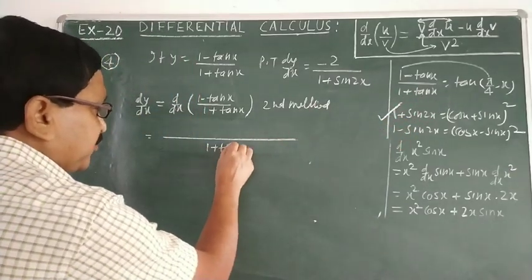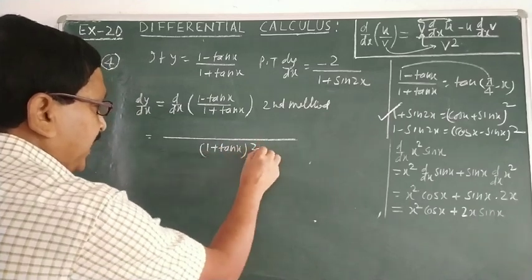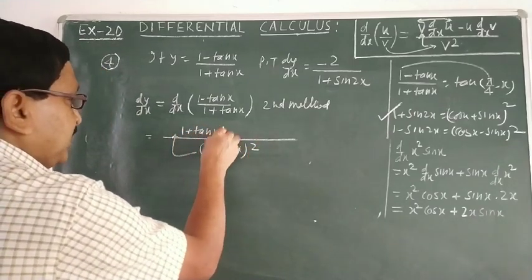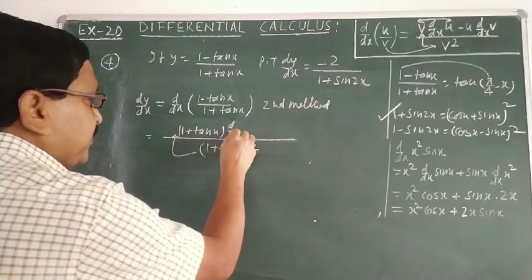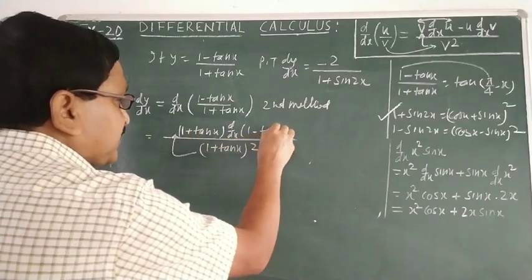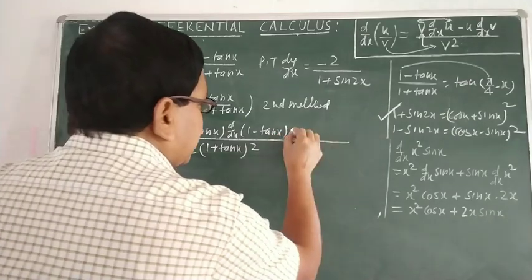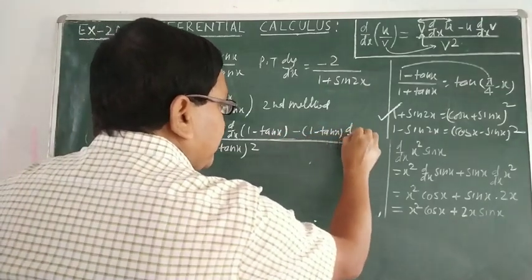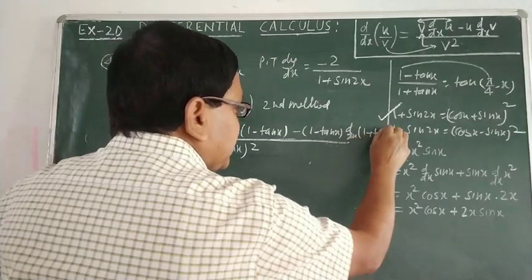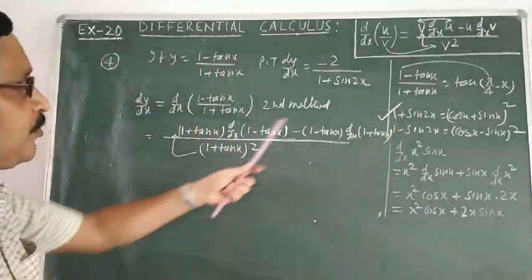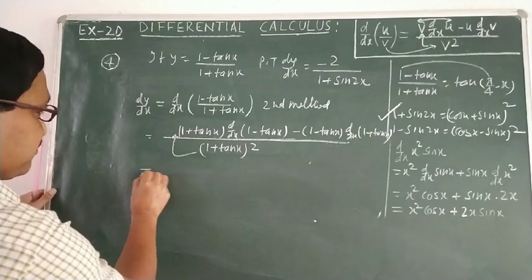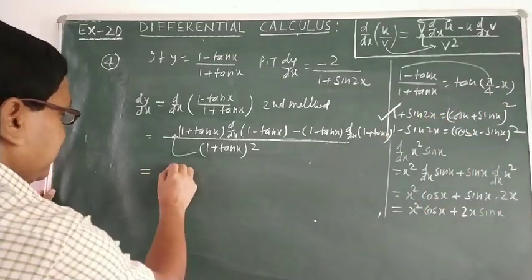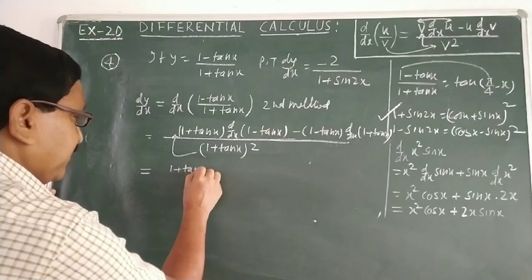(1 plus tan x) whole square. Start from this: (1 plus tan x) into d by dx of (1 minus tan x), minus (1 minus tan x) d by dx of (1 plus tan x). So you can also do it by this method. This is more complicated than the method I discussed first.